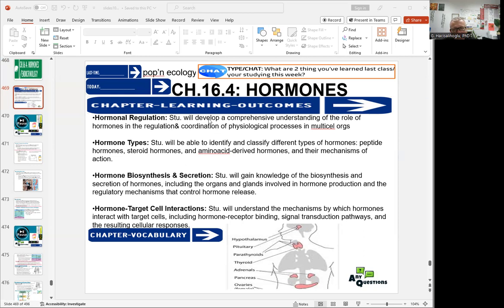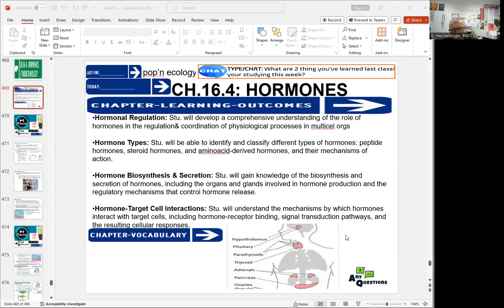Under hormonal regulation, we'll talk about the role of hormones in regulation and coordination of some physiological processes in multicellular organisms. We'll look at the hormone types, peptide hormones, steroid hormones, amino acid hormones, and their mechanism of action. And we'll look at hormone biosynthesis and secretion, including some organs and glands involved in hormone production. And then we'll look at hormone target cell interactions.